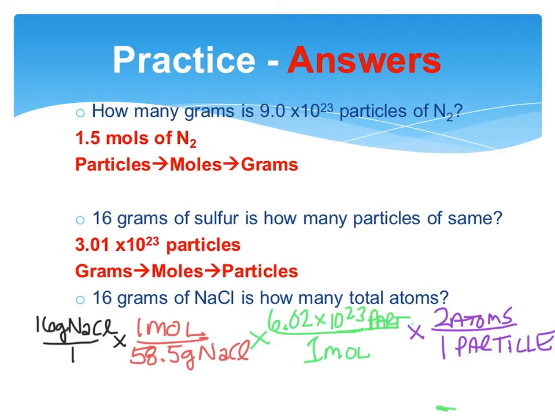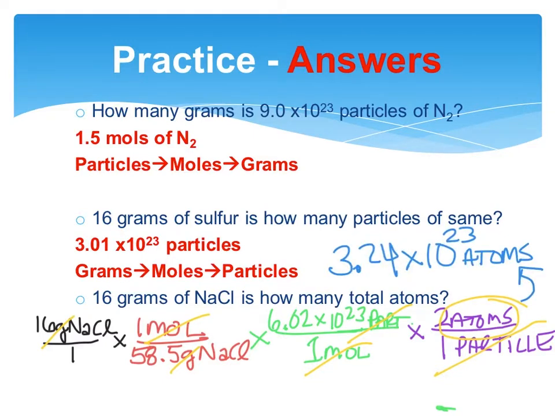So let's just cancel all the units now so we can see that they're all getting canceled. So the grams is going to cancel. The moles are going to cancel. The particles are going to cancel, and I'm going to be left with atoms. Alright, so I finished the calculation, and I got 3.24 times 10 to the 23rd atoms in 16 grams of NaCl.